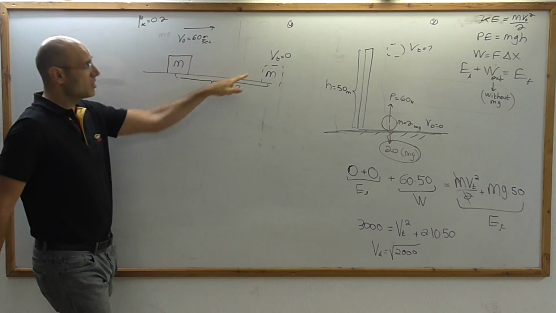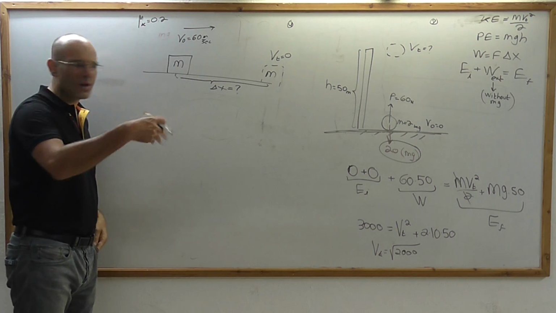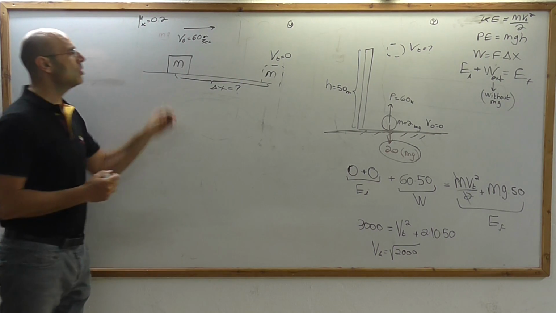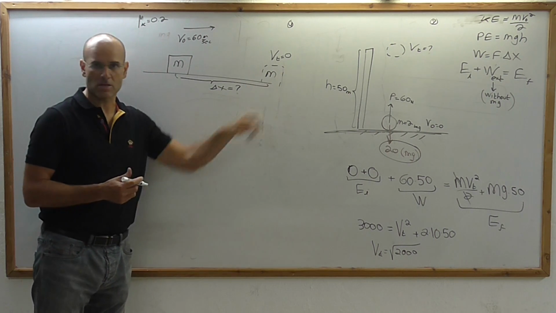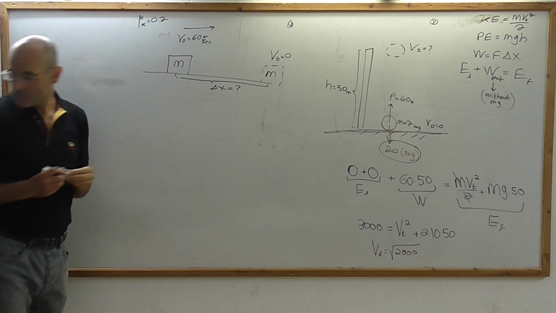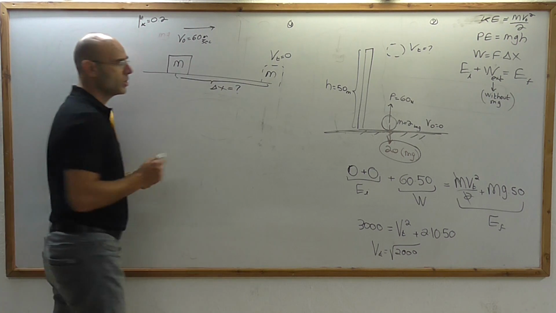There is friction here, so the friction obviously is going to slow it down until it stops. And I want to know the distance, the displacement, until the mass stopped. Again, let's use this equation.